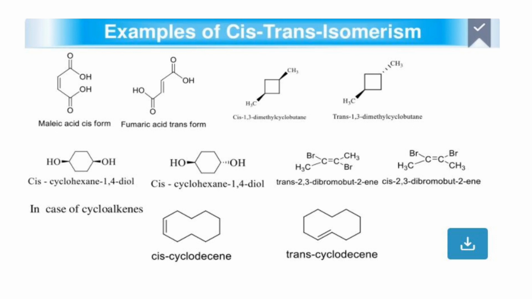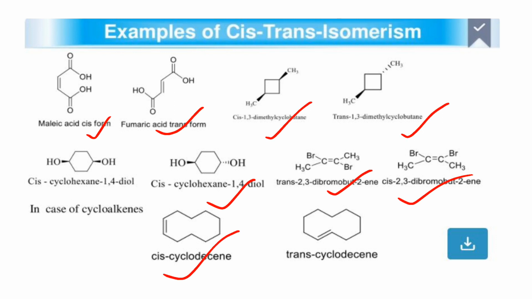more examples of cis and trans isomerism are maleic acid cis form, fumaric acid trans form, cis-1,3-dimethylcyclobutane, trans-1,3-dimethylcyclobutane, cis-cyclohexane-1,4-diol, trans-cyclohexane-1,4-diol, trans-2,3-dibromobutene, cis-2,3-dibromobutene, and cycloalkanes such as cis-cyclodecane and trans-cyclodecane. These are the examples of cis-trans isomerism.